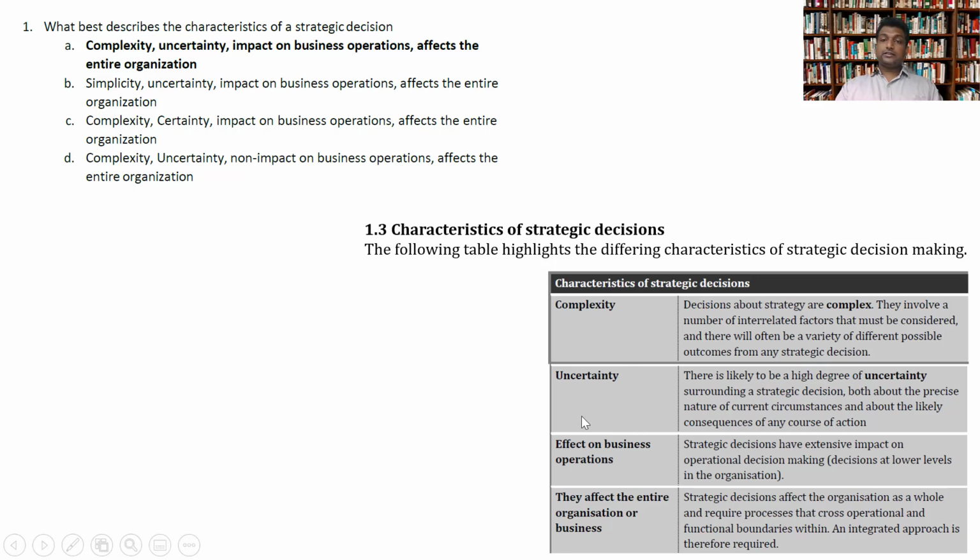And then another characteristic is uncertainty. Uncertainty means these decisions are taken for the future. This is not for the day-to-day operation, this is taken for the future. So obviously some decisions will not work sometimes because the conditions will change in the future. So there is a high degree of uncertainty in this decision making process. So we call them uncertain decisions because of strategic decision making, right?